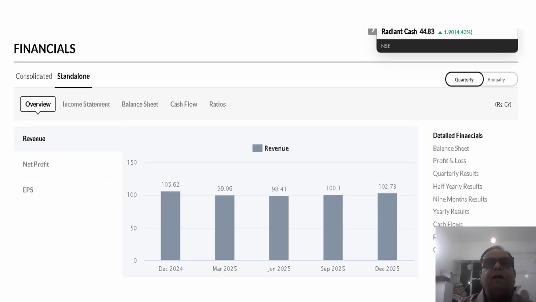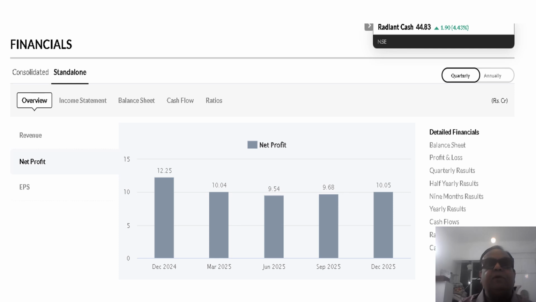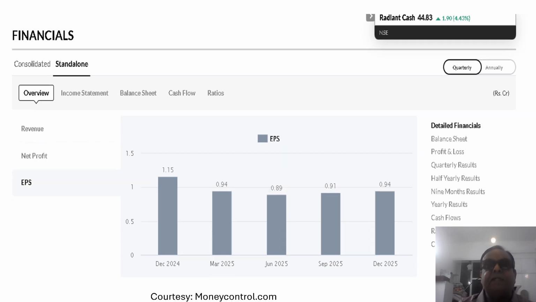Next, I'm now talking about the quarterly. Look at the quarterly way. So quarterly revenue is also quite good. Okay, everybody should be happy. Similarly, the net profit also, look at this. You should be happy also. Okay, 9.54, then 9.68, then slowly it is increasing. Similarly, earning per share is also increasing, 0.89, 0. So quarterly it is increasing. So more or less this company appears good.